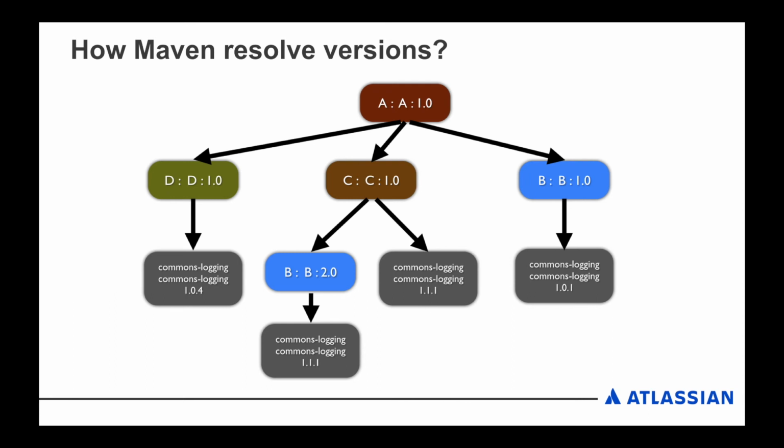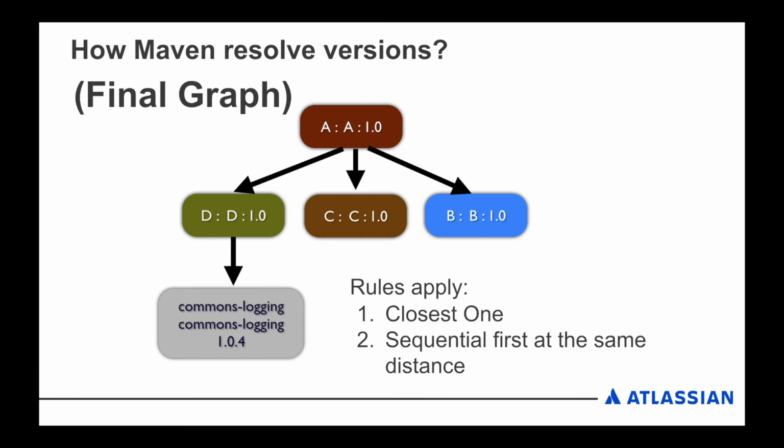And the second question here would be, which commons logging will Maven resolve? So there are three commons logging versions, and they are 1.0.4, 1.0.1, and 1.1.1. So the final graph for project A would be B, C, D with versions 1.0 and commons logging with version 1.0.4. So Maven applies two rules for resolving the dependencies. First, it fetches the closest one, and secondly, it gets the sequential first at the same distance.